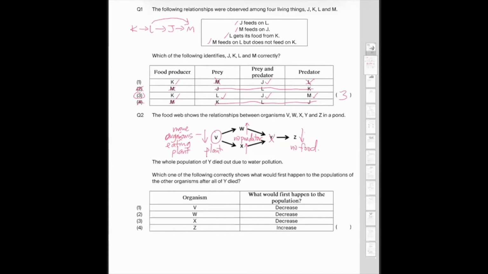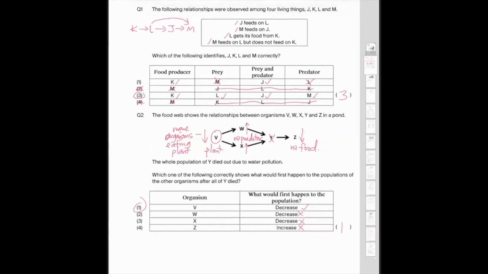So we start with V. V decrease, this is correct. And W is not decrease. And X is also not decrease, and Z is supposed to decrease, not increase. Which is why 1 is your answer for question 2.